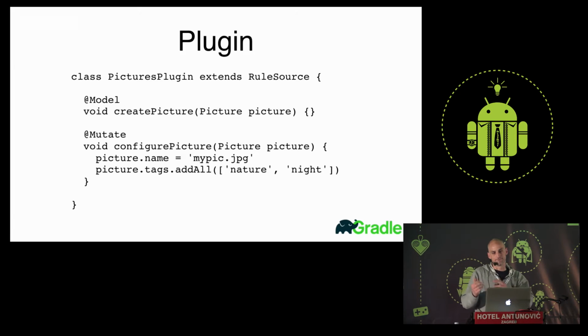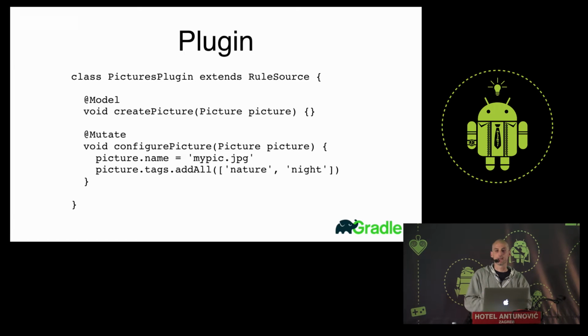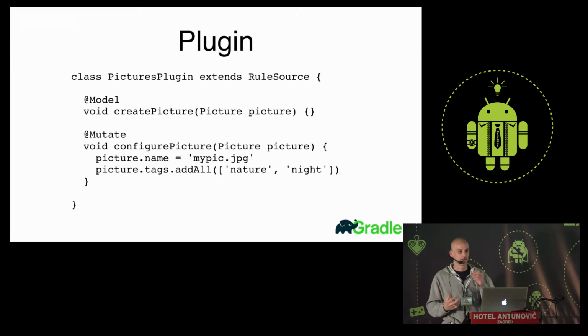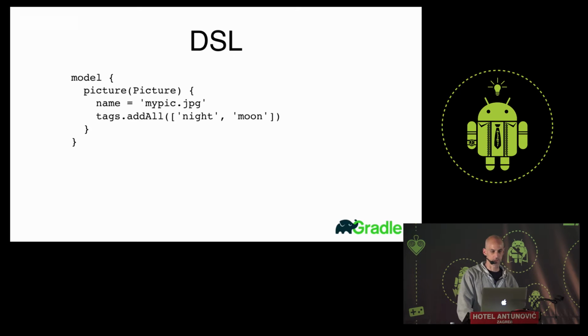All those models you create, you can then define as rules, how you want to modify them, how you want to create them, and that goes into a plugin called rule source. And that's how the DSL looks. You can see it's already modeled at the top. That's what you have in the Android experimental plugin as well.